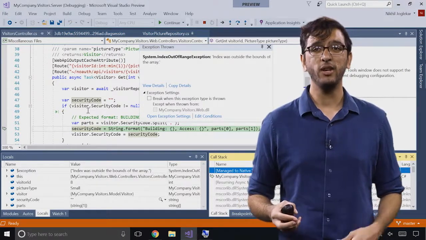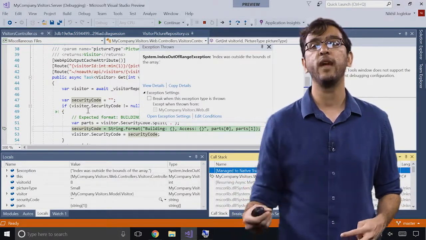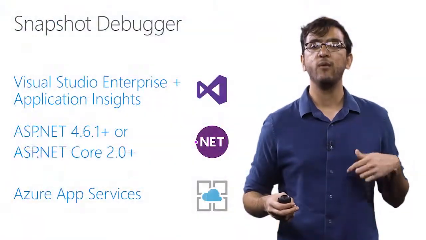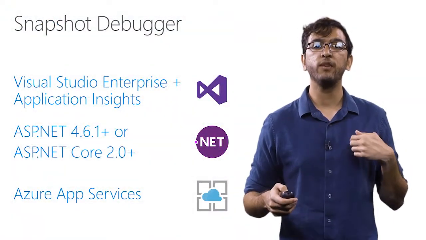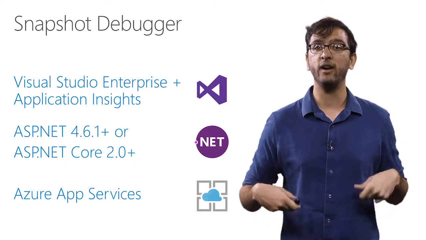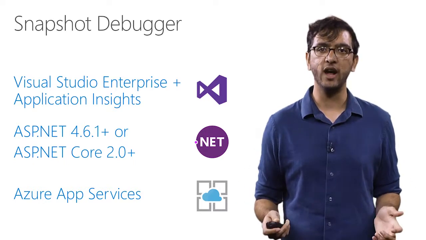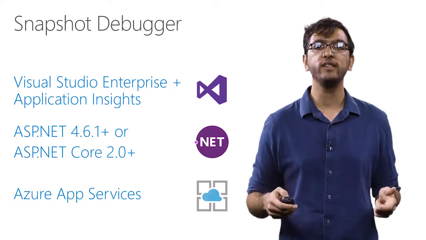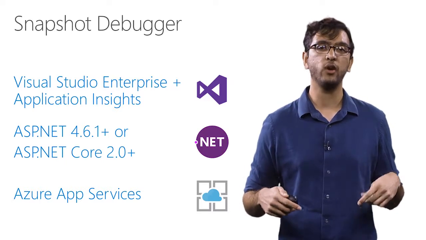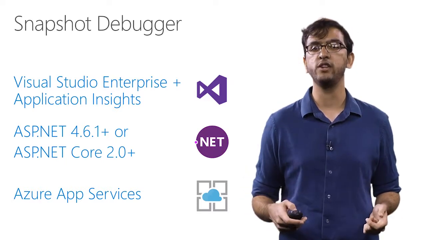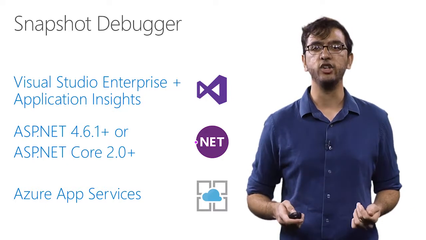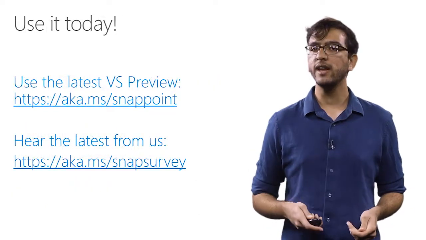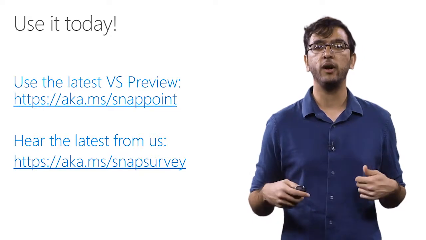In recap, the Snapshot Debugger is a tool that can really help you get to the root cause of your issues. Right now, it is available for Visual Studio Enterprise, and it can get better when you have Application Insights in your app. It's supported for ASP.NET 4.6.1 or ASP.NET Core 2.0 plus applications, right now running on Azure App Services. You can get started with the Snapshot Debugger today.